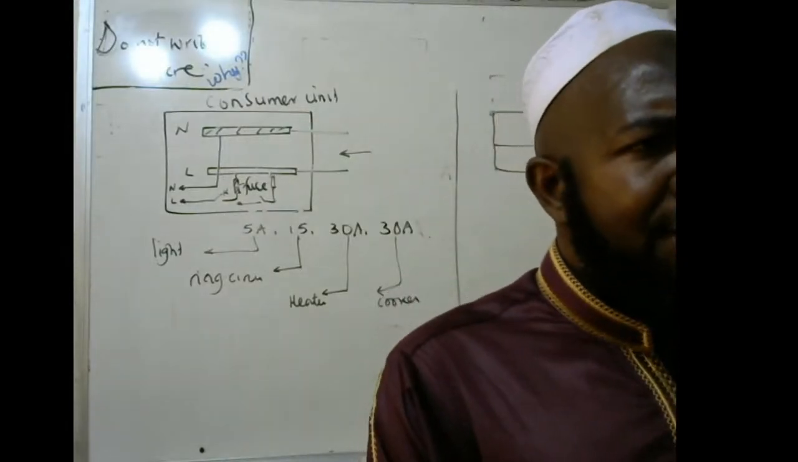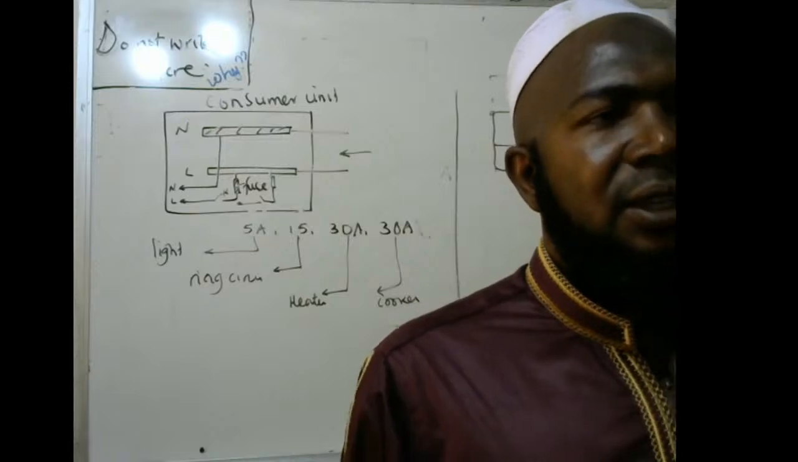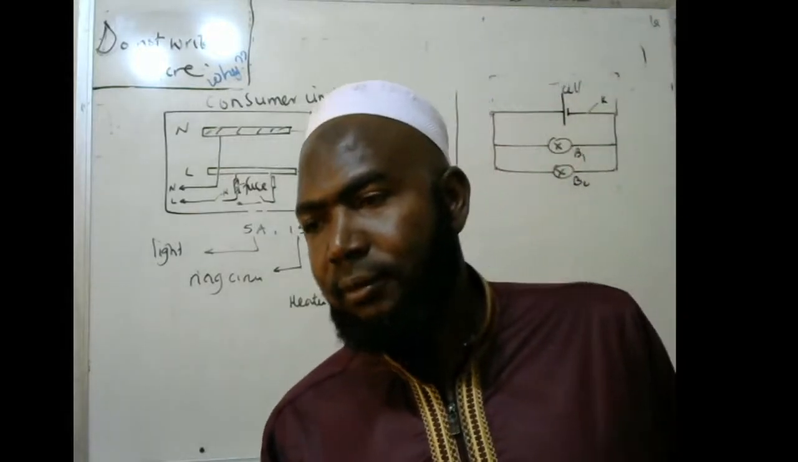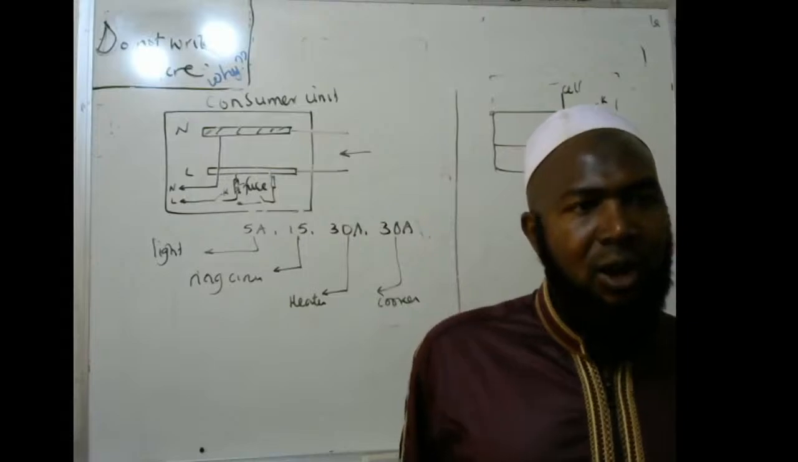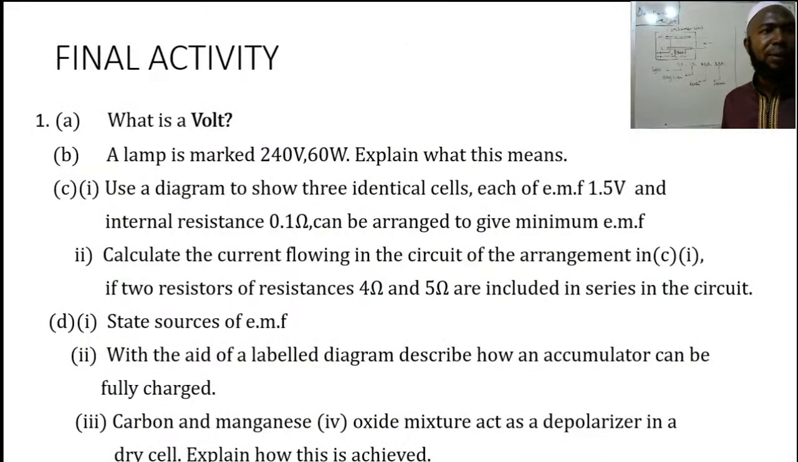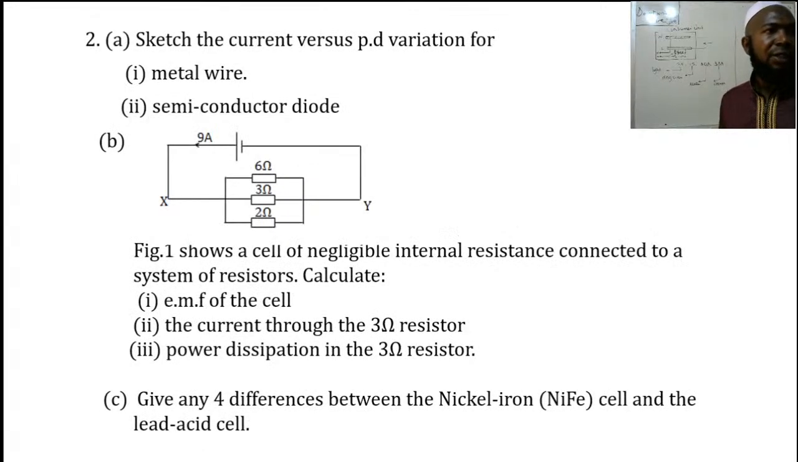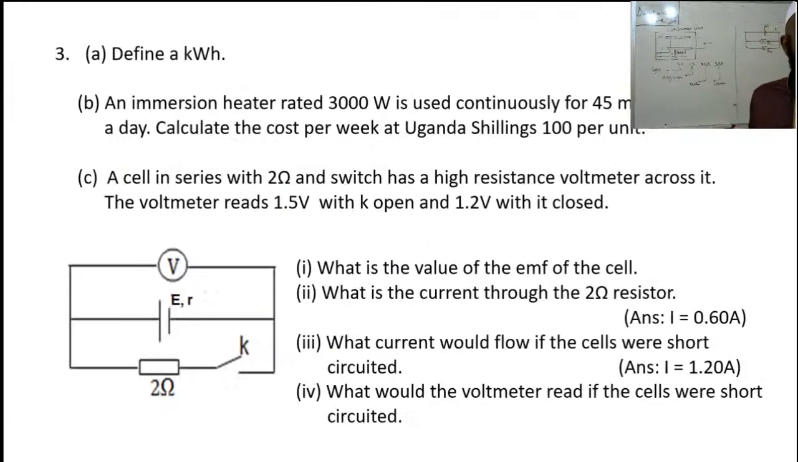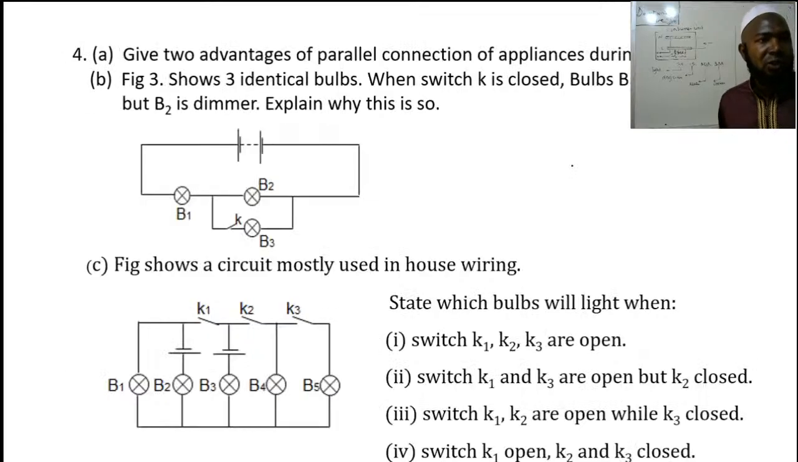And last number 4, is about house wiring. Look at number 4, it's about house wiring. Give 2 advantages of parallel connection of appliances during house wiring. Part B, figure 3 shows 3 identical bulbs. When switch K is closed, bulb B1 shines brighter, but B2 is dimmer. Explain why this is so. You'll use that diagram to answer that question.